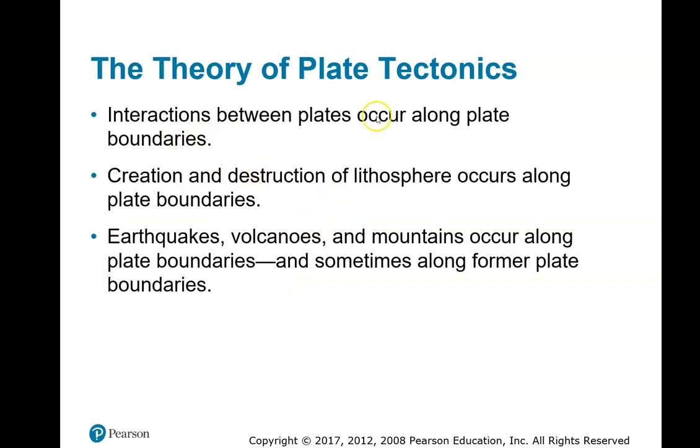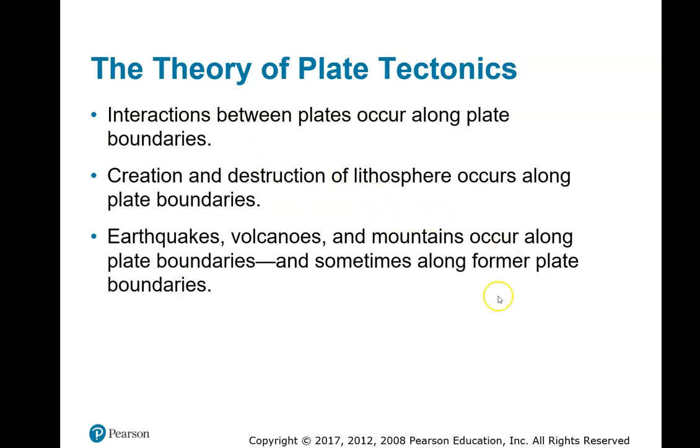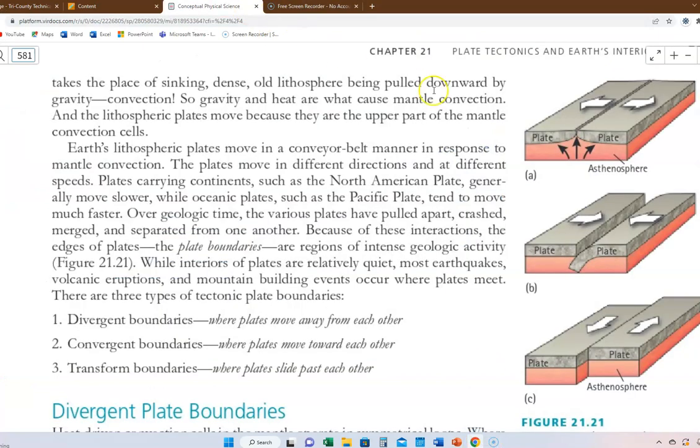All right, so interactions between plates can occur along plate boundaries. Let me show you the picture that I'm talking about. This is in your textbook, of course. Right here, you can see it over here on the right hand side. When two plates move apart, those are called divergent plates. If the two plates crash into each other, those are called converging.